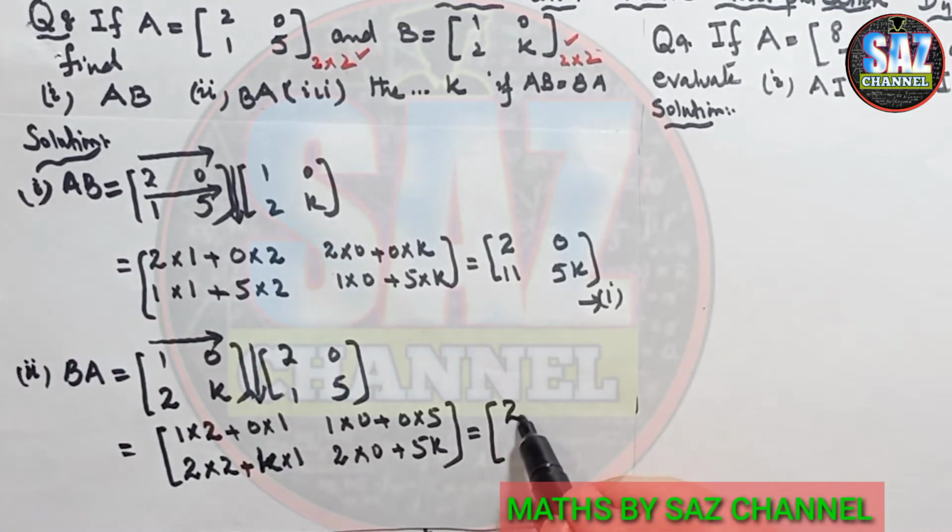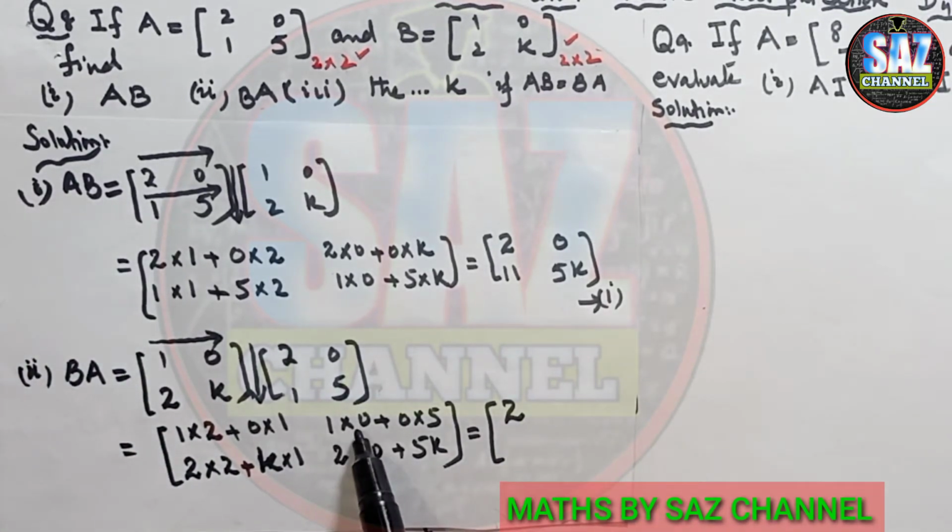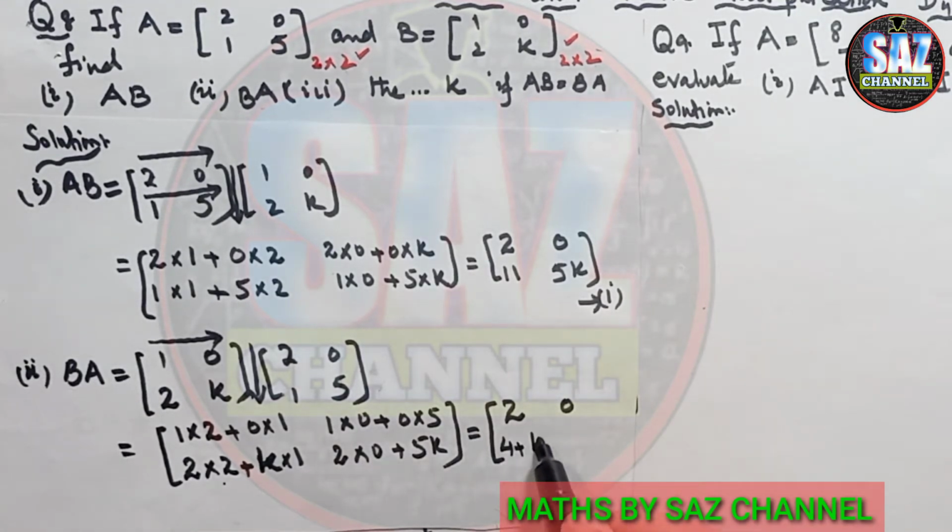So this will give me 2. 1 multiplied by 0 is 0 plus 0 multiplied by 5 is again 0. This will give me 0. 2 multiplied by 2 is 4 plus k, and this will give me 0 plus 5k, and it will become 5k. And now let me mark this with number 2.